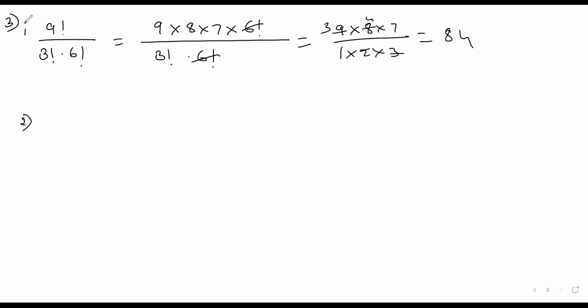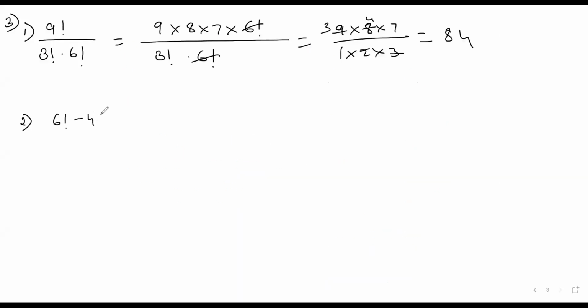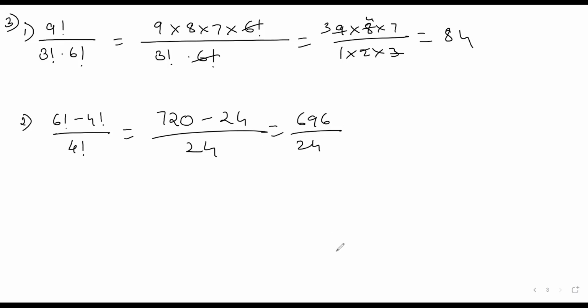Then the second. It's 6 factorial minus 4 factorial upon 4 factorial. 6 factorial is 720 minus 24 upon 24. 720 minus 24 is 696 divided by 24. 696 divided by 24 is 29.